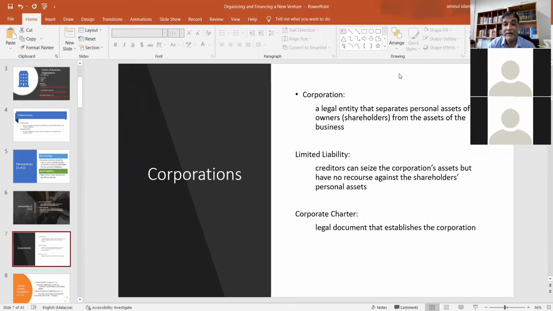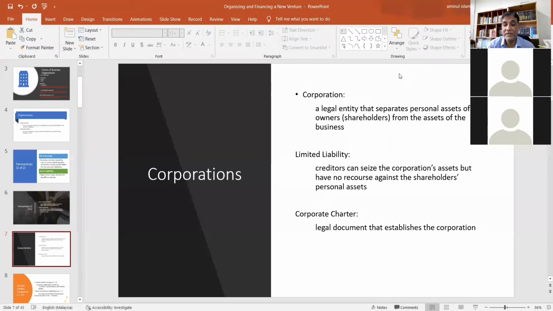Here you have limited liability. As we were saying, creditors can seize the corporation's assets but have no recourse against the shareholders' personal assets. Say the business is very risky and you fail, and the corporation has to be declared bankrupt or shut down, then all those liabilities will be borne by the organization. So the creditors can only get hold of the assets of the organization, not the owners' or shareholders' personal assets. That's the limited liability you have, right?